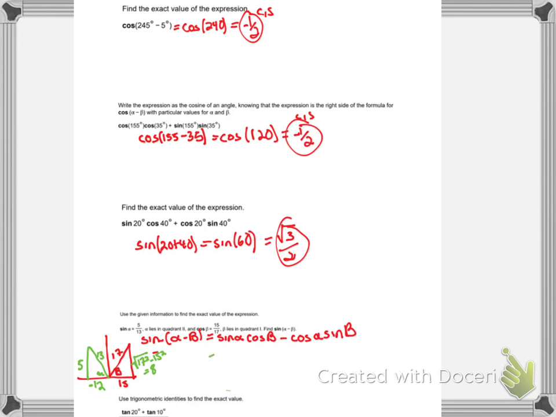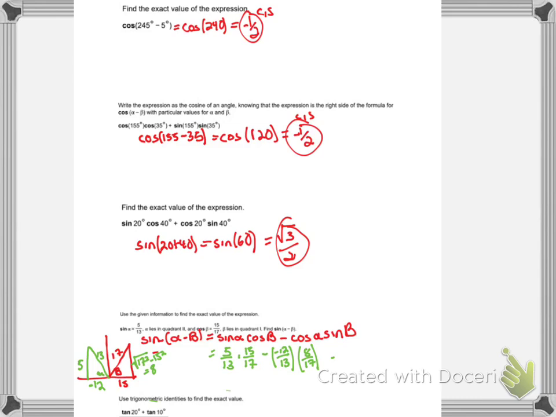Then we go over here and we see that sine of alpha is what we had originally, 5 over 13, times cosine of beta, again what we were given in the beginning, 15 over 17, and then minus cosine of alpha. Well, cosine of alpha is going to be negative 12 over 13, and then times sine of beta, 8 over 17.